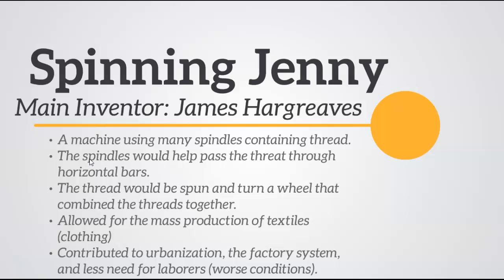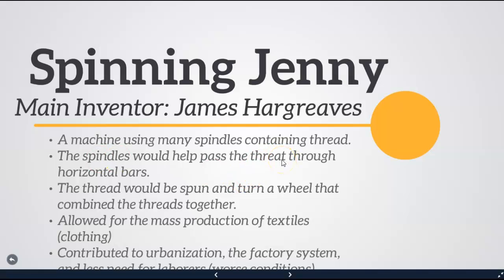This machine would have spindles. I'll show you what that looks like. Each spindle would have its own line of thread. These spindles would help the thread, it says thread here, that should say thread, go through these horizontal bars, and it would be spun with a wheel, and it's going to weave all of these threads together.